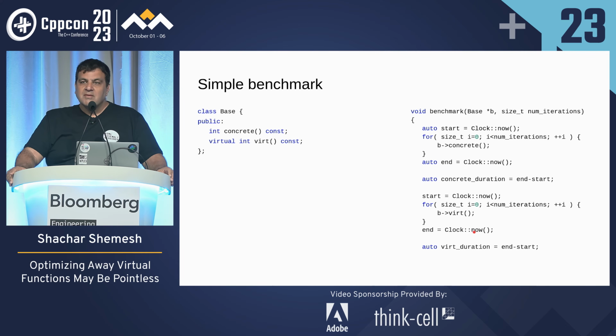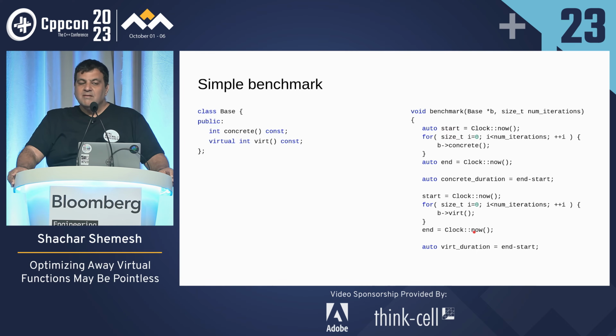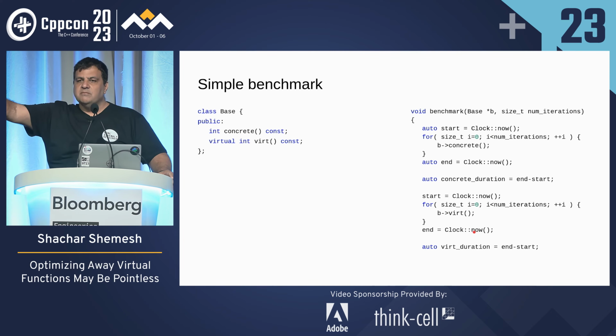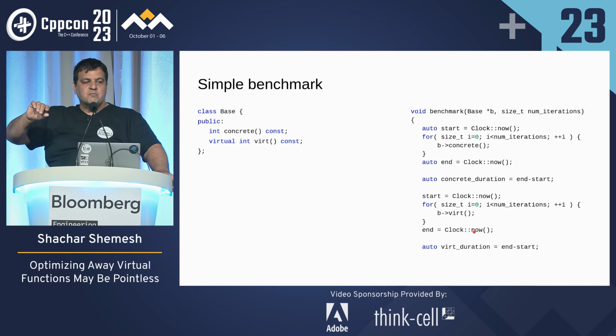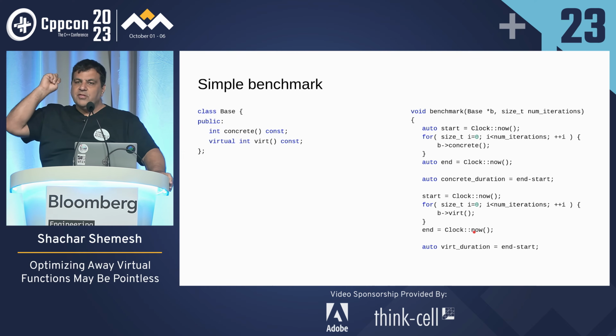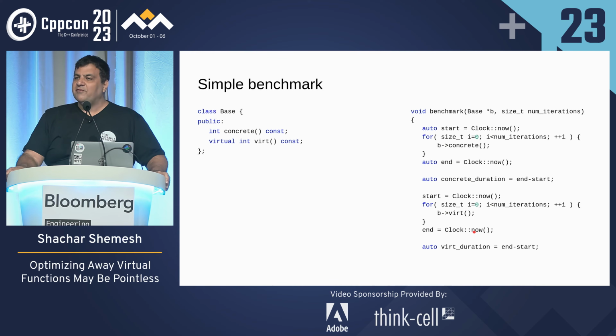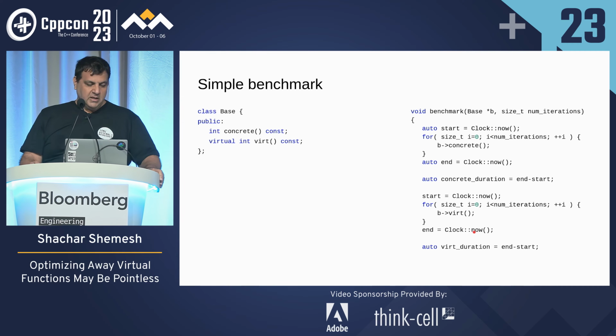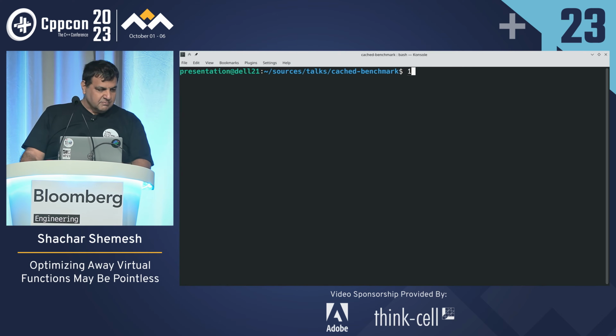How much work is each function? What does the function do? Nothing. It just says return 7. How many people think that it will be 50% faster? Nobody. Okay, let's try running it.